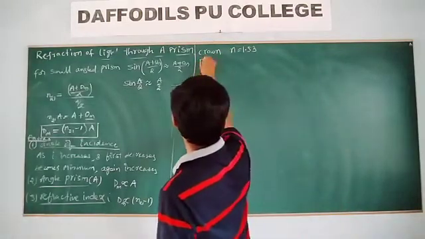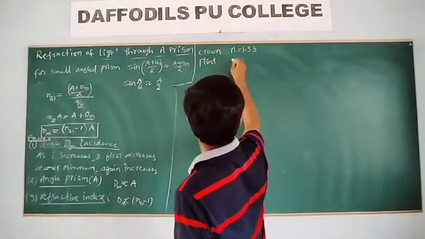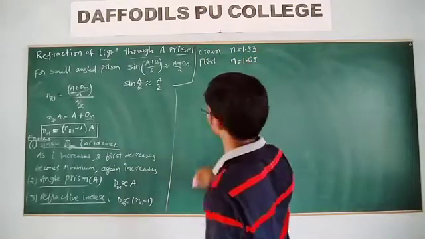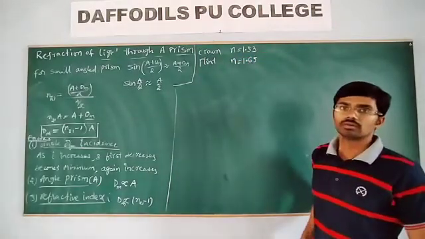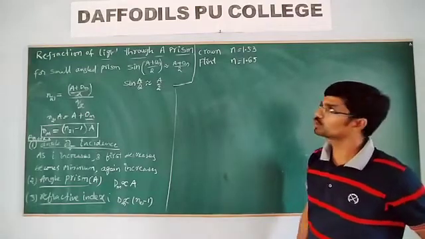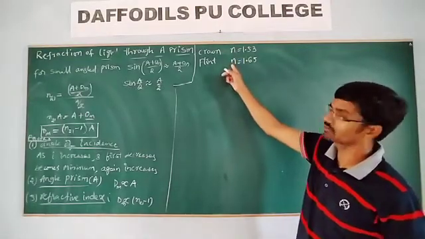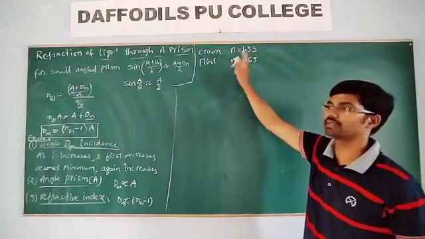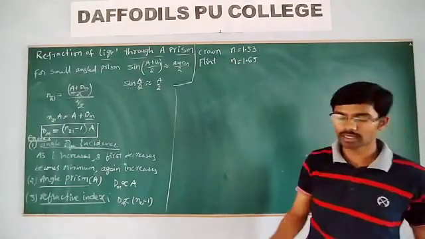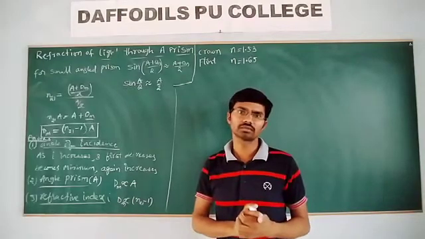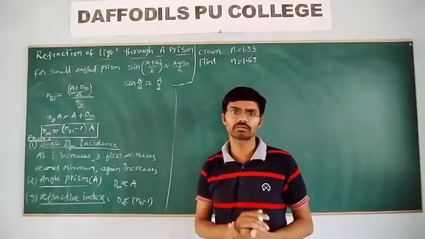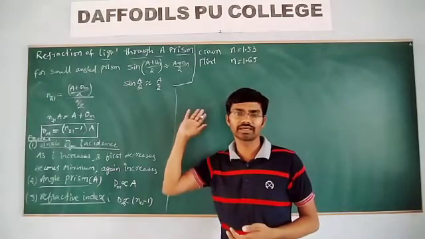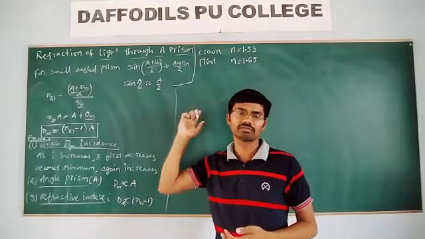And for flint glass, the refractive index is equal to 1.65. Now tell me, which has more refractive index, flint or crown? Flint glass has more refractive index. Then what about the ordinary glass refractive index? As we know, that is 1.5. Refractive index has no unit. Here I didn't write any unit for the refractive index.